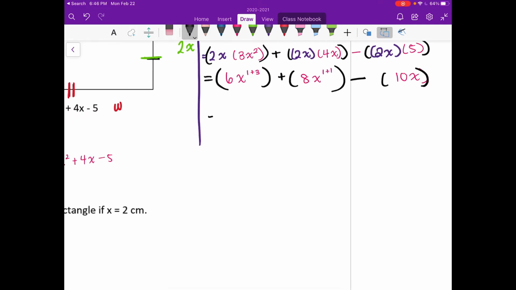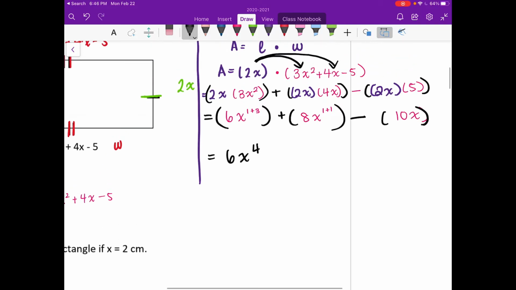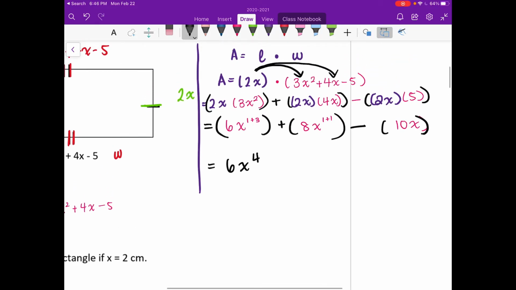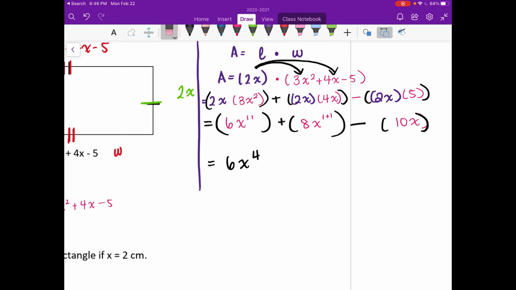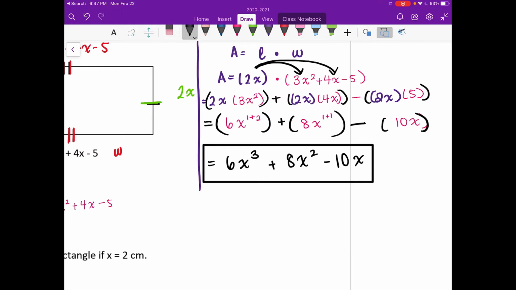So I'm just going to simplify this. 6x, 1 plus 3 is 4. 6x4. Oh, sorry, that should be 2. I got ahead of myself there. 6x, 1 plus 2 is 3. Plus 8x, 1 plus 1 is 8x squared. Minus 10x. Right? And that is my most simplified expression.